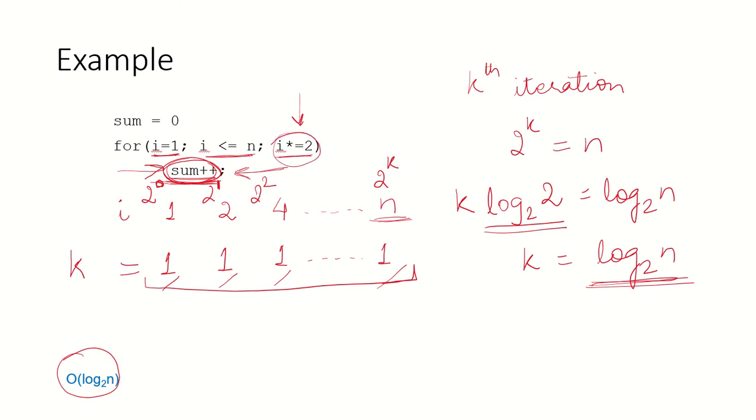Had I not been multiplied by 2, suppose it would have been I is equal to I into 3 in each iteration, then the complexity would have been log n to the base 3. Had this been incremented by multiplying by 4 in each iteration, then the complexity would have been log n to the base 4.